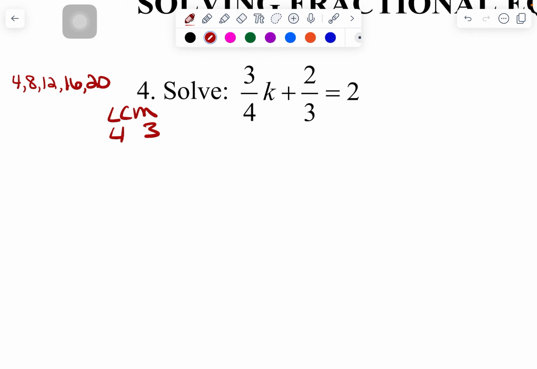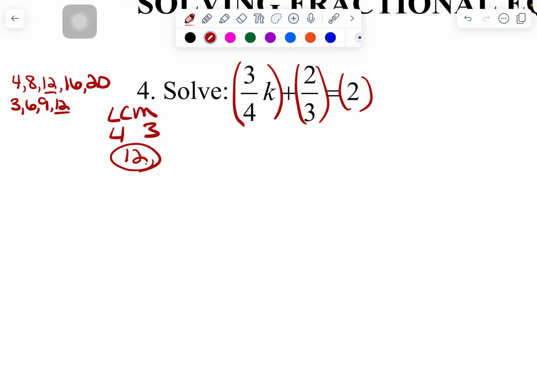And I can do the same thing for 3. So 3, 6, 9, 12. Hey, I'm going to stop there. All right, the least common multiple of 4 and 3 is 12. So that's what we're going to use in our equation. So we're going to take each part of the equation and multiply it times 12.